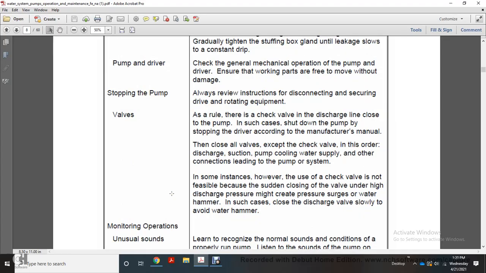Valves. As a rule, check the valve at the discharge of the pump. In such a case, shut down the pump and stop the driver according to the manufacturer's manual. Then close all of the valves except for the check valve on the discharge, the pump suction, cooling water supply, and other connections leading to the pump or system.